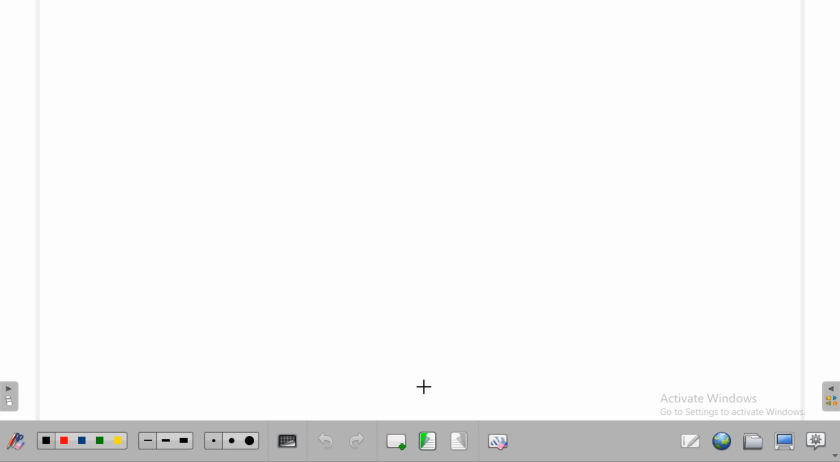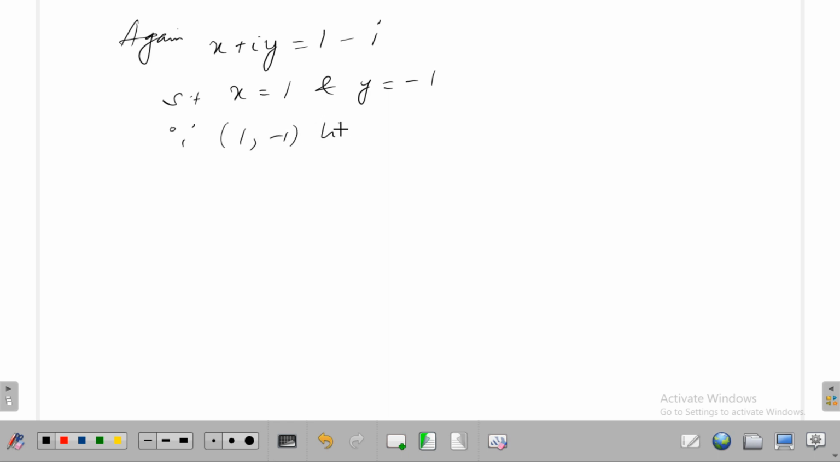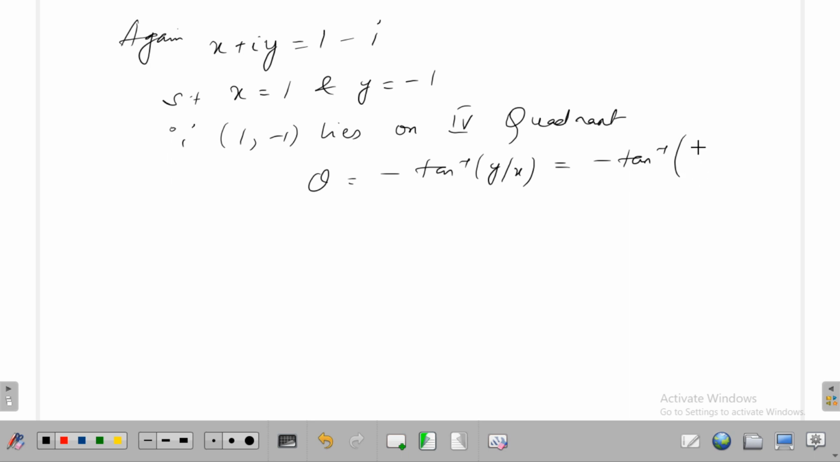Now I have to find the value for theta. So again, let me say that x plus iy is equal to, let me go back and see the question. The question is about 1 minus i, so that will be 1 minus i. So I can say that the value for x happens to be 1 and the value for y happens to be minus 1. So since 1 comma minus 1 lies in the fourth quadrant, now I want everyone to go back to your notes and see point number 1. If it lies in the fourth quadrant, that means the value for theta is nothing more than minus tan inverse y by x, which would be minus tan inverse, and the value for y over here is nothing more than minus 1.